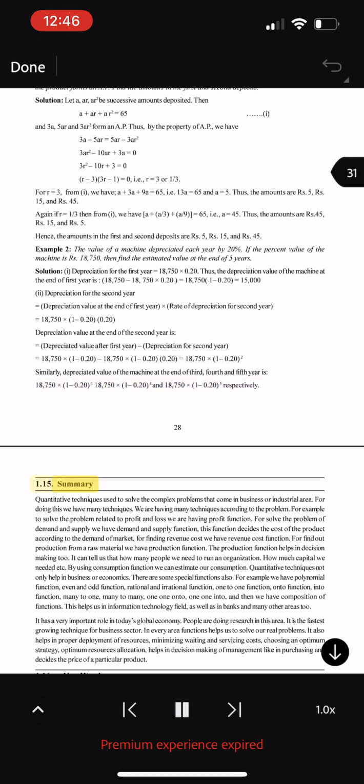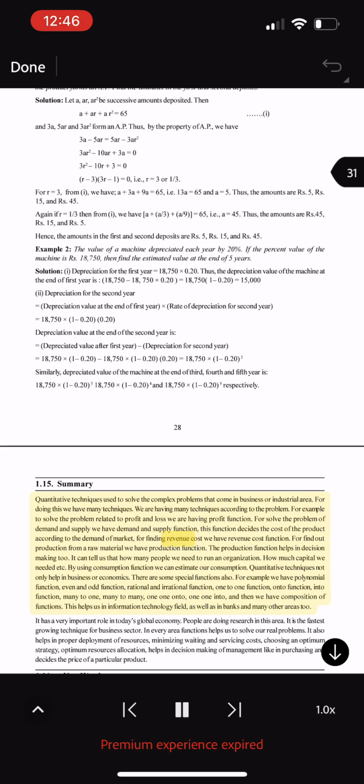1.15 Summary. Quantitative techniques are used to solve the complex problems that come in the business or industrial area. For doing this we have many techniques according to the problem. For example, to solve problems related to profit and loss we have the profit function. To solve the problem of demand and supply we have the demand and supply function. This function decides the cost of the product according to the demand of the market.